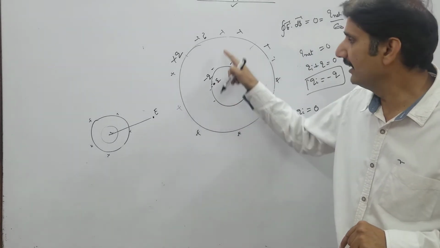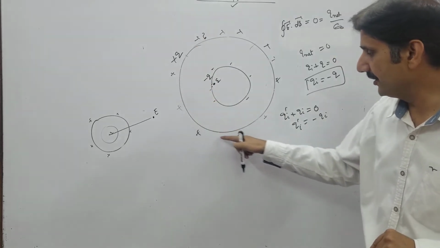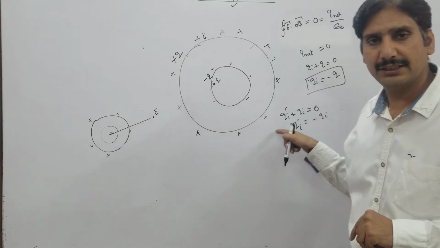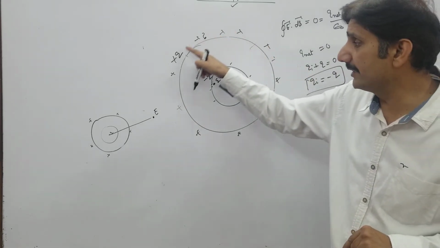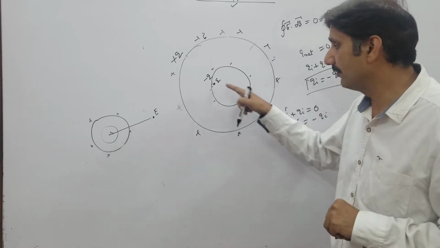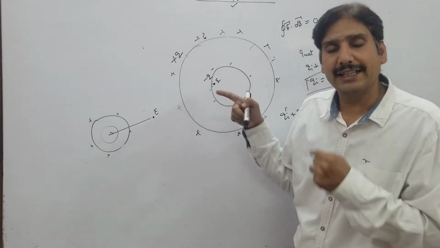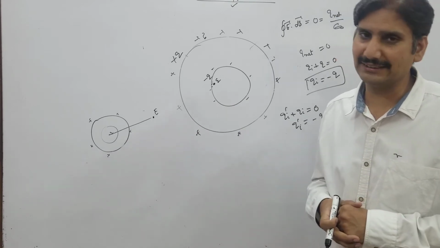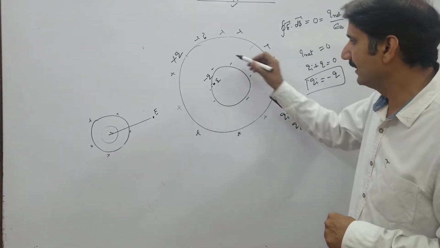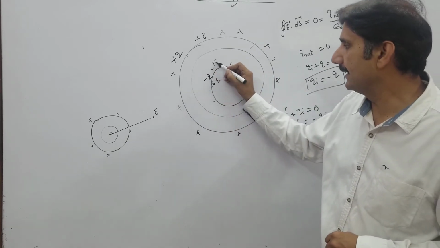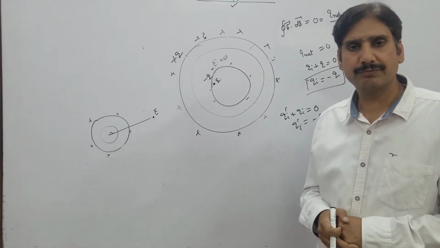I repeat, the charge will remain uniformly distributed on the outer surface of the conductor irrespective of position of the charge inside the cavity. Can you prove that? It is easy. Because you can again take a Gaussian surface. Whatever field was there, the net field in this region is 0.